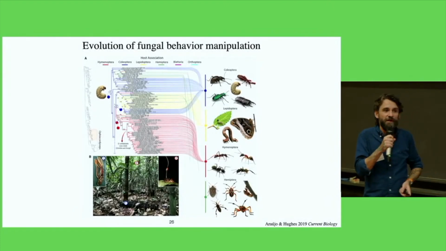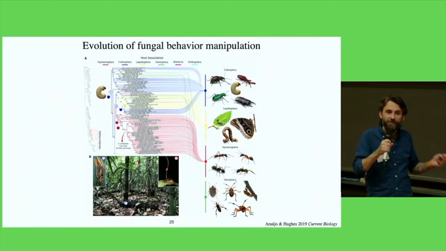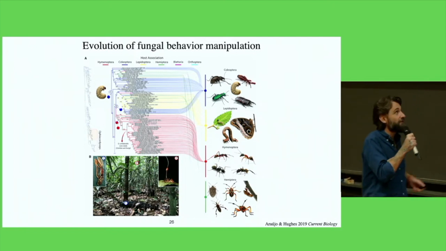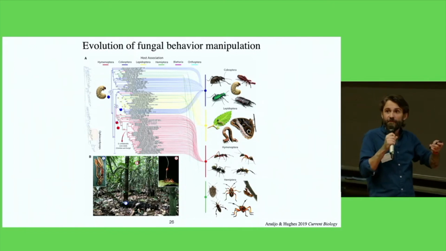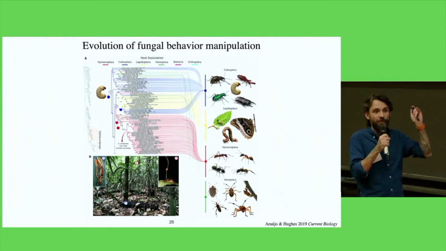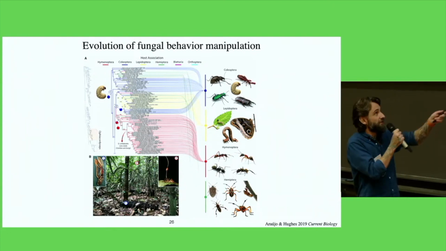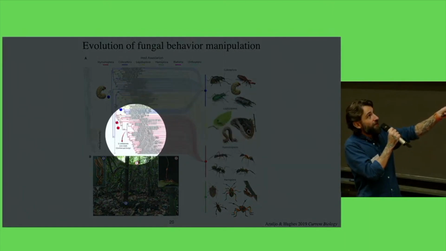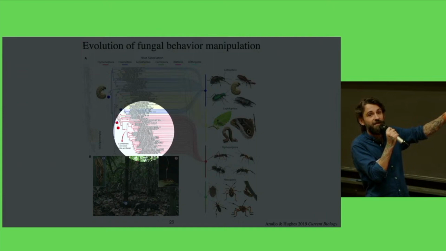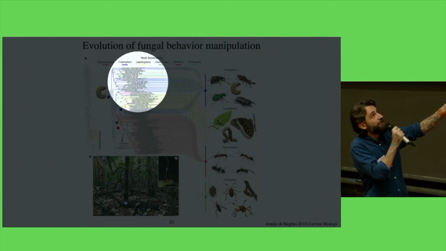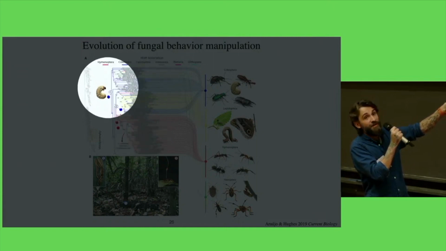So which evolutionary forces were driving this behavior manipulation? To do that, we reconstructed the phylogeny of Ophiocordyceps, and we again color-coded according to the host association. We have this clade here, the zombie ants, in red. Red means infecting ants, and the blue ones here mean infecting beetle larvae.